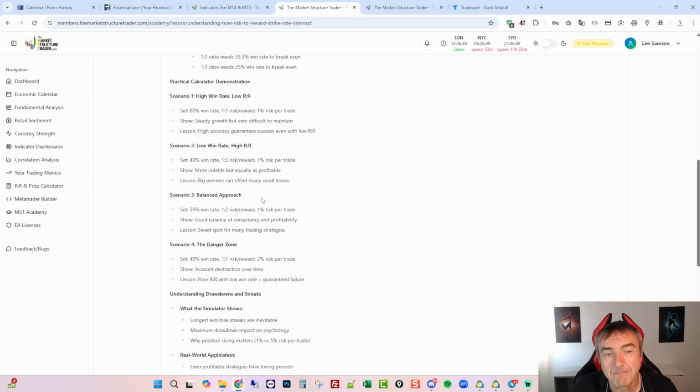Scenario 3 is what we call a balanced approach. And this is something that the vast majority of traders are able to achieve, a 55% win rate.